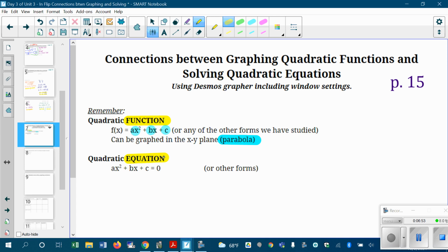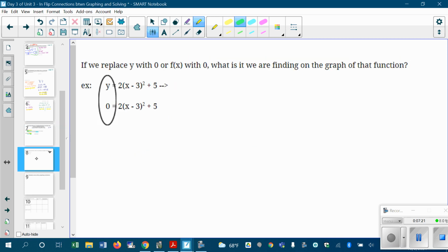A quadratic equation is the same type of thing in that you still have, like a standard form sort of thing, or you could put it into standard form, but what you have here is equals 0 instead of equals f of x or equals y. And so these things are related to each other in that if we graph a function and then we think about an equation, those are related in that it's sort of like taking the y and replacing it with a 0.